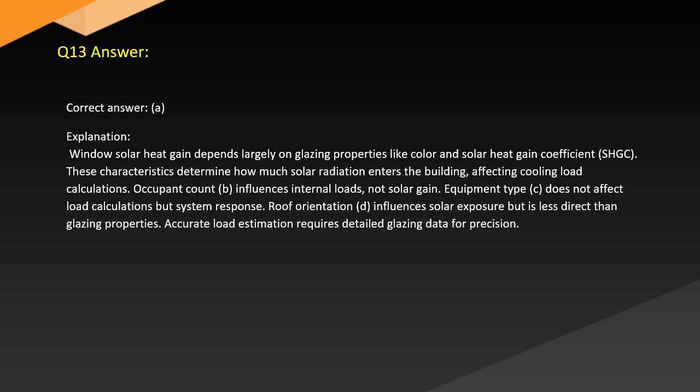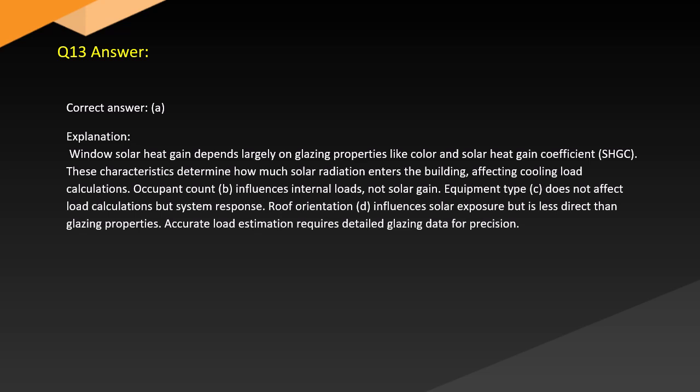Answer. Correct answer, A. Explanation. Window solar heat gain depends largely on glazing properties like color and solar heat gain coefficient, SHGC. These characteristics determine how much solar radiation enters the building, affecting cooling load calculations.